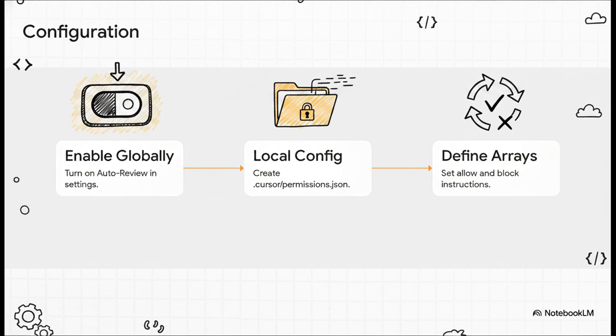First, enable auto review globally in your IDE settings, but the real control is completely local. Step 2, you create a local .cursor/permissions.json file. And step 3, define your allow and block instruction arrays right inside that file.